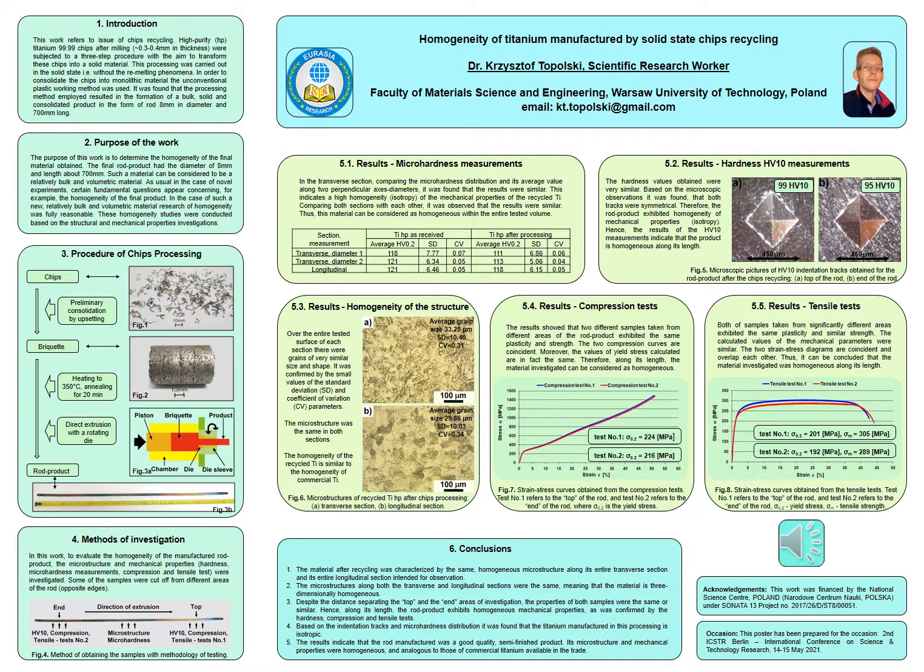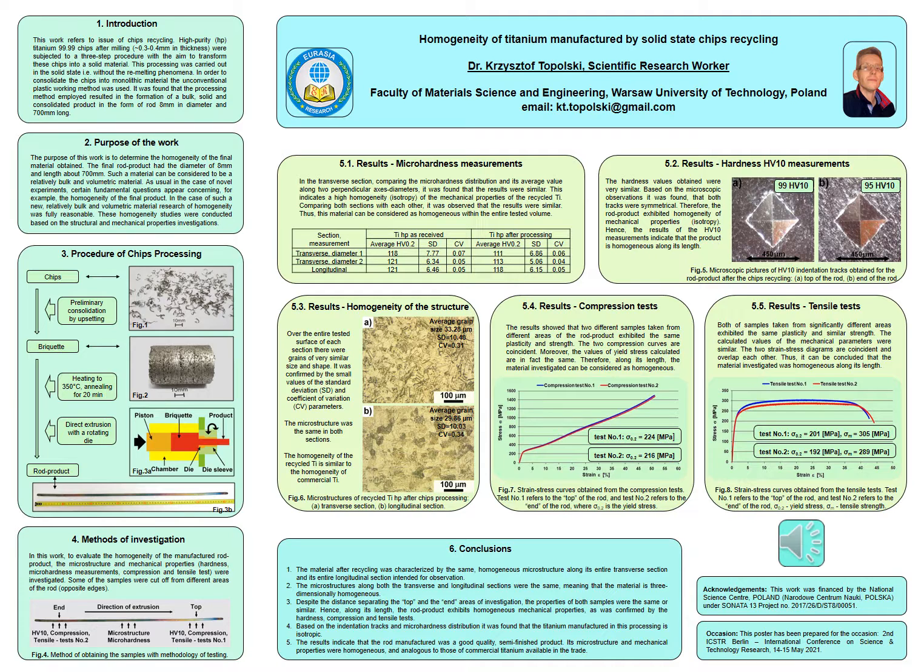The last section about the results is related with tensile test. This is section number 5.5. Let's look at this section. Figure 8 demonstrates the strain-stress curves obtained from the tensile test. Based on the figure 8, it can be concluded that both of samples taken from significantly different areas exhibited the same plasticity and similar strength. The two strain-stress diagrams are coincident and overlap each other partially. Moreover, the calculated values of mechanical parameters were similar. Therefore, it can be concluded that the material investigated was homogeneous along its length.